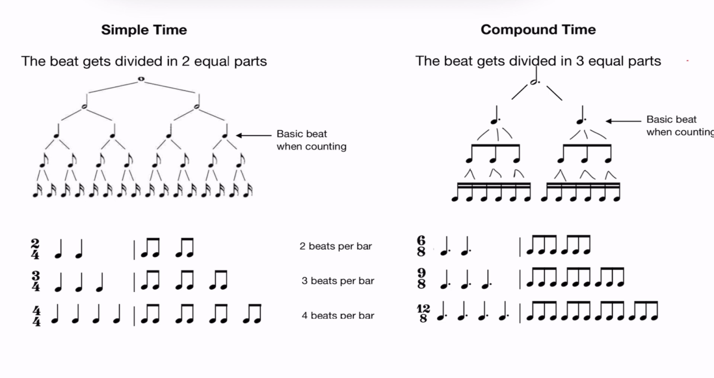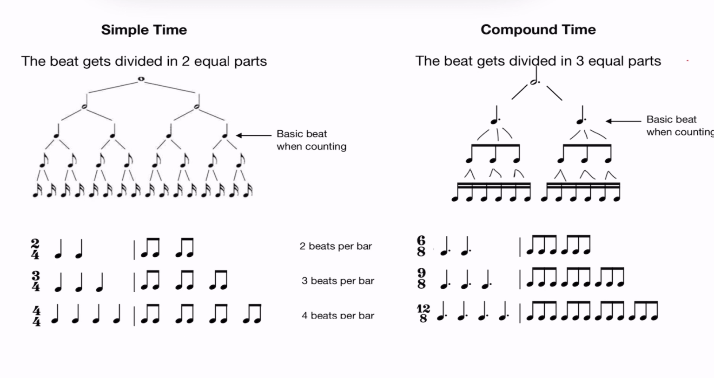So in simple time, the basic beat is a quarter note, and these are the time signatures that we see in simple time. 2/4 means there are two beats in every bar, and each beat is a quarter note. We can divide that beat into two so that we get 4 eighth notes. 3/4 means we have 3 beats per bar, and each of those gets divided into two. 4/4 means there are 4 beats in every bar, and each beat gets divided into two as well.